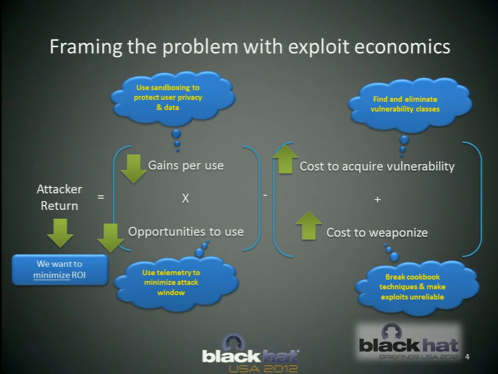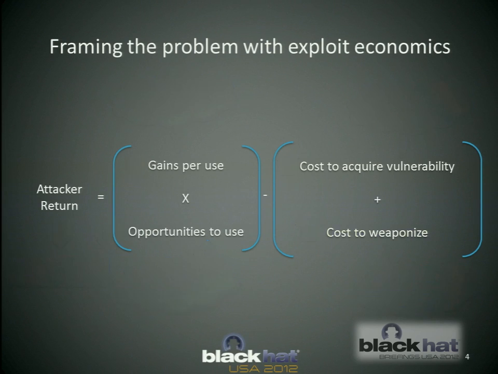goes after. And on the flip side, we want to drive down the amount that they stand to gain through exploiting a vulnerability. So this means that we want to minimize the window of time that they can actually do this, such as by intelligently using telemetry so that we become aware of these things sooner. And we also could actually minimize the amount that they stand to gain from any particular exploit, such as by employing sandboxing technologies to help protect user data and privacy. So these are some of the ways that we can think about, from a vendor's perspective, how we can try to minimize the attacker's return on investment.